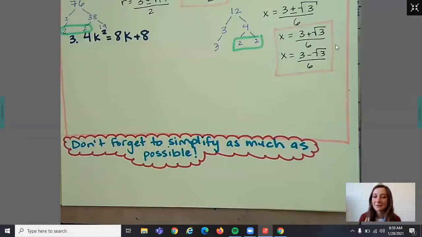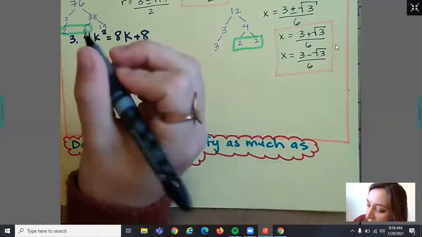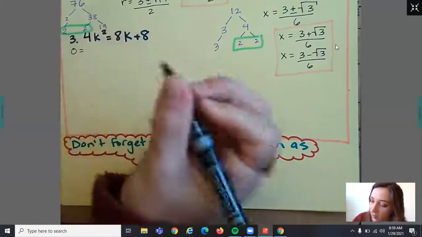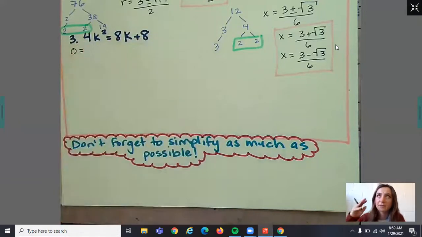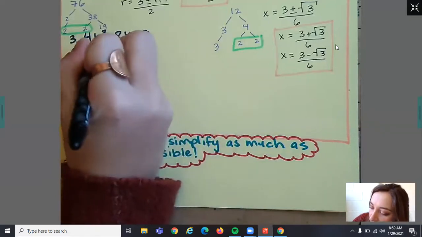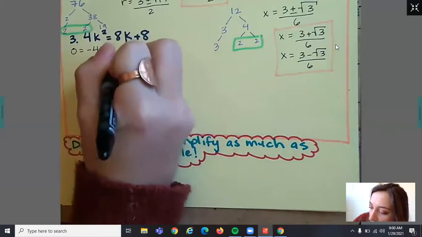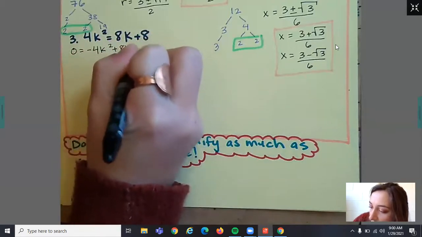Okay, so here we go. Example number 3 with the quadratic formula. Notice, first of all, that everything is not equal to 0. So let's just, for fun, move everything to the right-hand side and keep that negative in the front. So this is 0 equals, and I'm subtracting this one to the other side. Make sure that you write it starting with x squared, then x, then the constant, or k squared, k, then the constant. So it's going to be negative 4k squared plus 8k plus 8.